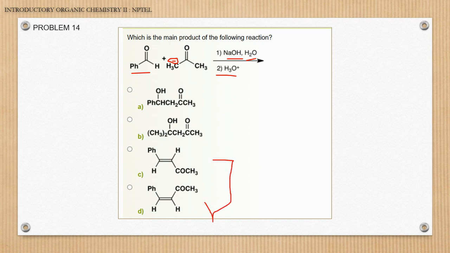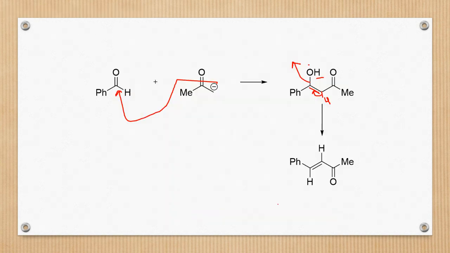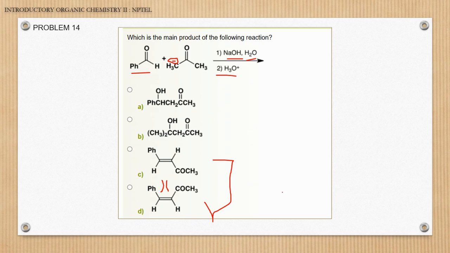Now if you have a double bond at this position, then two options are possible, C and D. Which is more stabilized, C or D? C, because of the trans double bond. Because of the steric hindrance between this phenyl and the COCH3 group, it will prefer to be trans rather than cis. So you get the more stable trans alkene, an alpha beta unsaturated carbonyl compound with trans geometry. Option C will be the correct one.